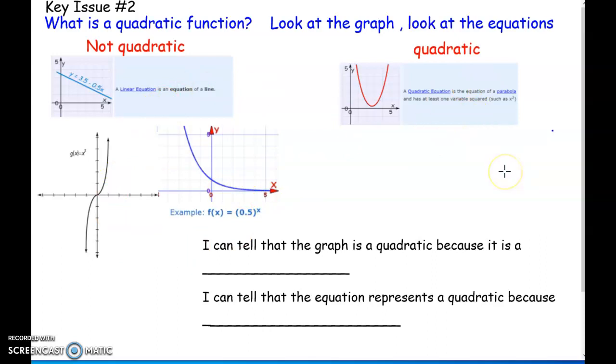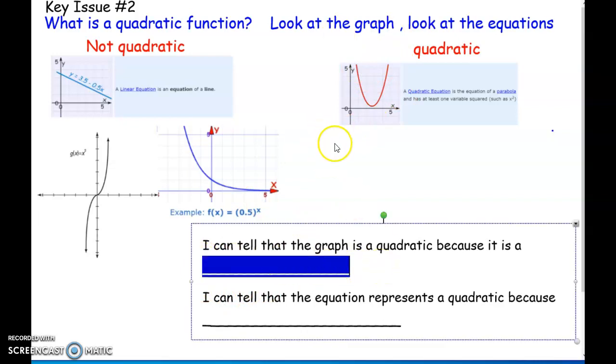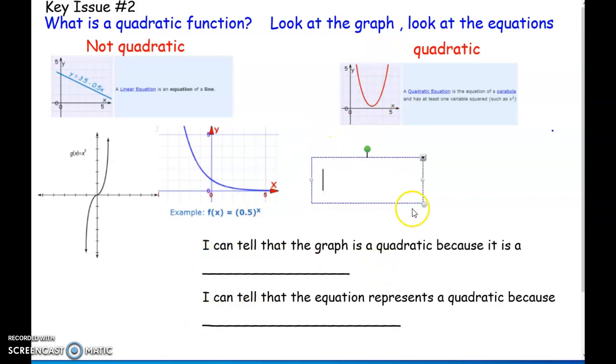So I can tell that the graph is a quadratic because of its shape. What makes this a quadratic over here? Well, its shape. It is, and the name for it, I'm just going to type it here, a parabola. So quadratics are all in the shape of a parabola.